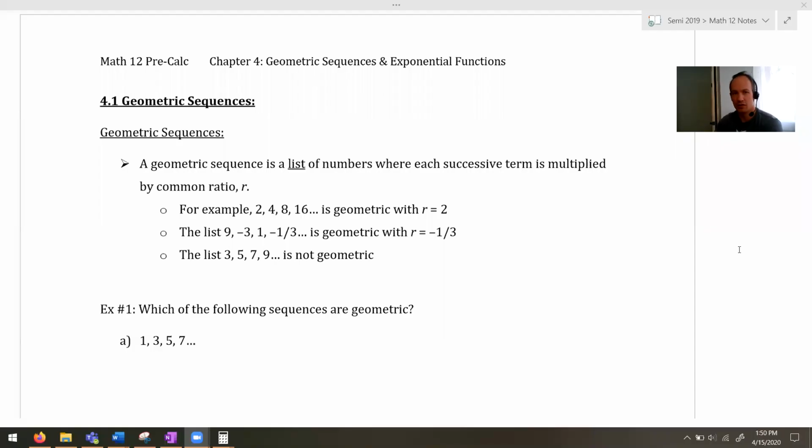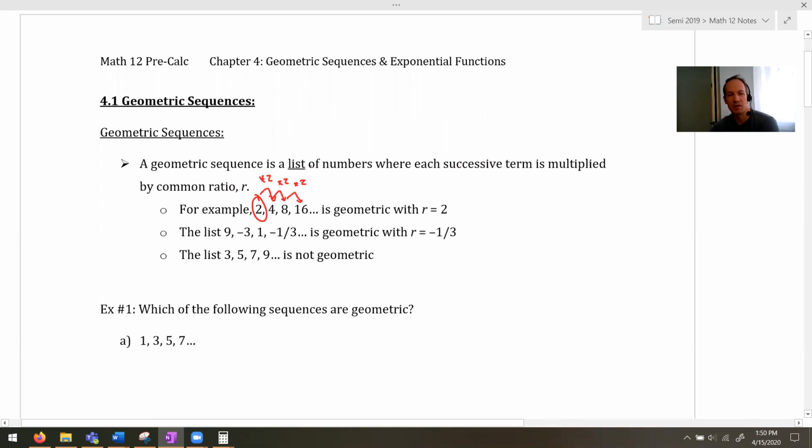So our first section here, 4.1, geometric sequences. We're going to start by just defining what this simple concept is. A geometric sequence is a list of numbers where each successive term is multiplied by some common ratio r. So it's a really simple idea. You start with a number like the number 2 and you multiply it by some number. In this case, you're multiplying it by 2, then you're multiplying 4 by 2, and you're multiplying 16 by 2.